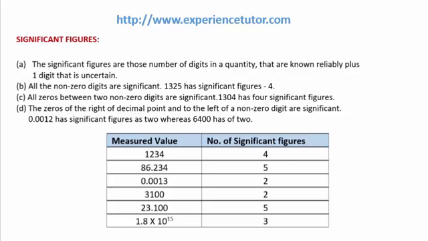Therefore, 175,000 can be expressed as 1.75 into 10 to the power 5. Similarly, 0.17 can be expressed as 1.7 into 10 to the power minus 1.